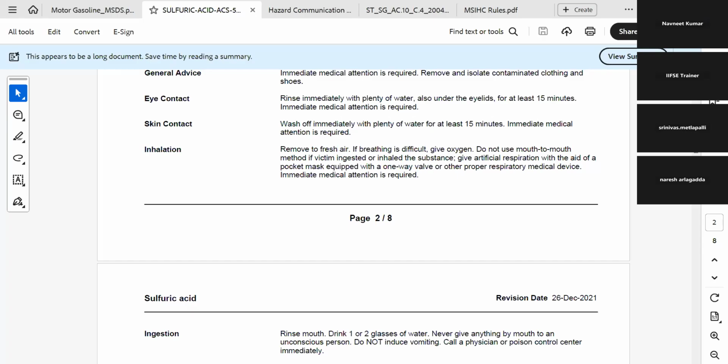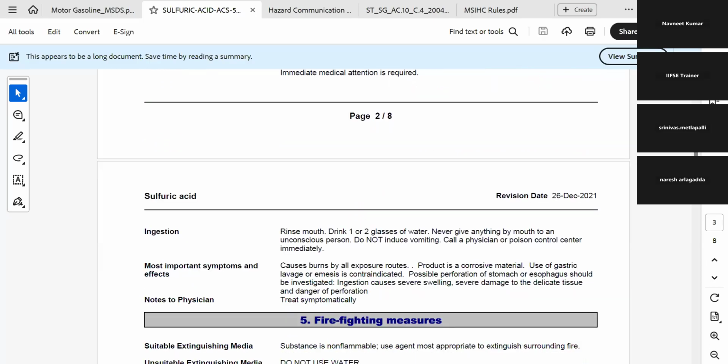I think we'll get Ambu bags. So an Ambu bag is nothing but a mask with a balloon kind of equipment. You have to press it so that it will give a breath similar to breathing.